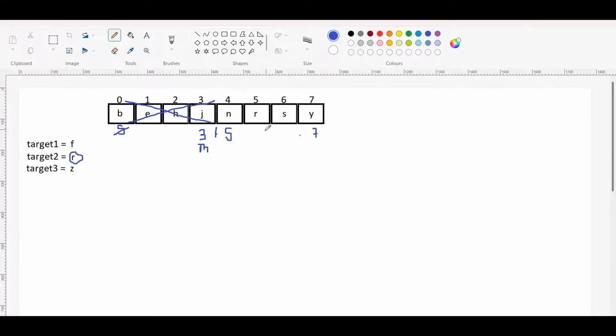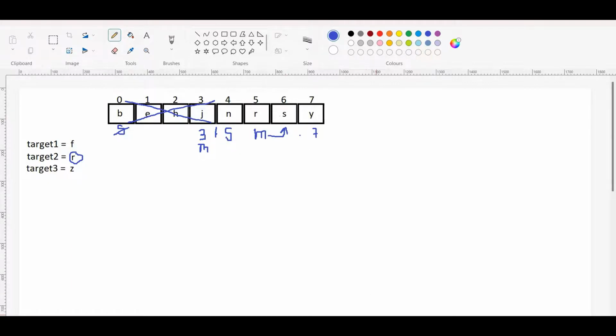In the next step, our middle will be somewhere here, and we find that our middle element is equal to our target element, so we can now return the next element. So it takes 3 steps instead of 7 steps. Initially we were taking linear time, and with the help of binary search we can reduce it to logarithmic time.